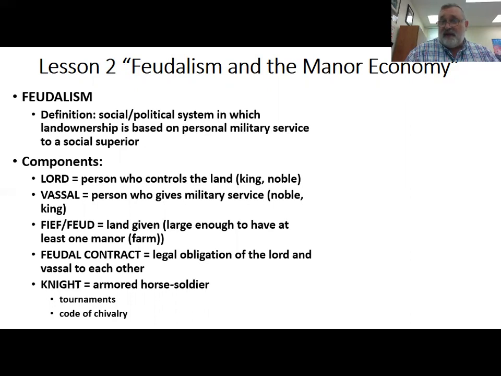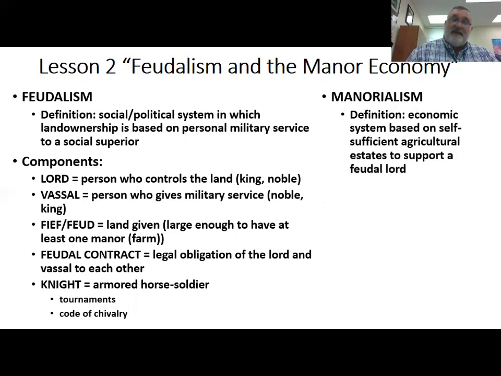And there also was a code that governed these people's behavior called the Code of Chivalry. So knights had to exhibit certain characteristics. They were supposed to abide by these rules. They didn't always do that, but that was the plan anyway.